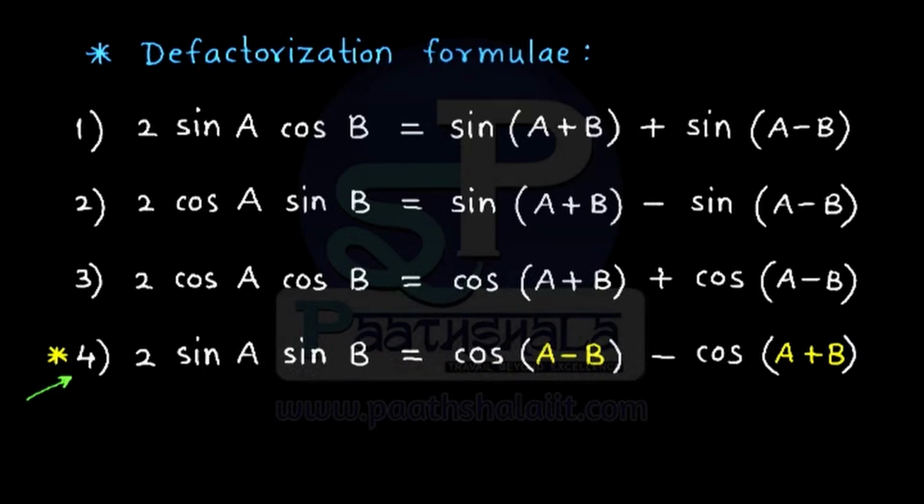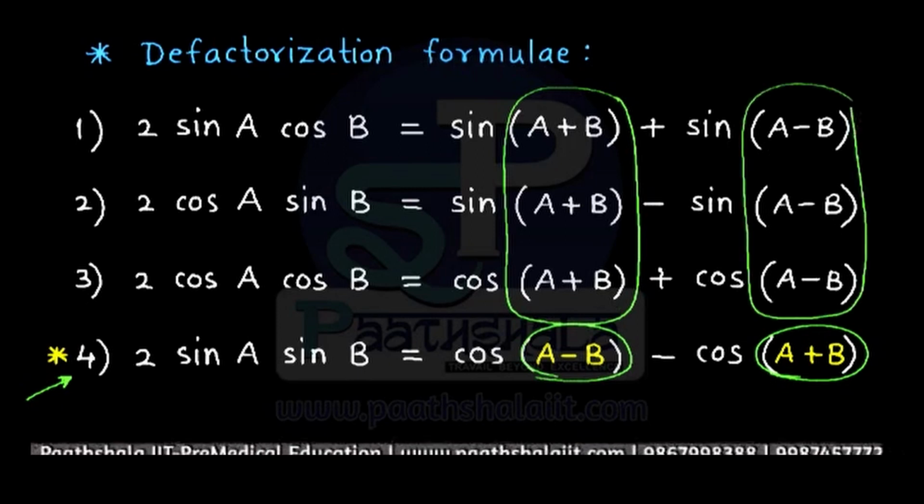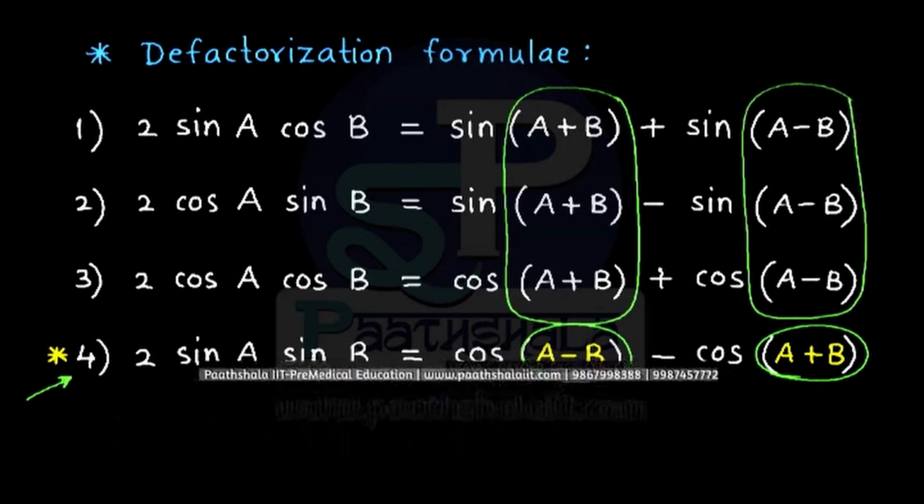In the 4th formula, the first angle is a minus b and the second angle is a plus b, whereas in all the 3 remaining formulae the first angle was a plus b and the second angle was a minus b. This has to be carefully remembered and applied as and when needed.